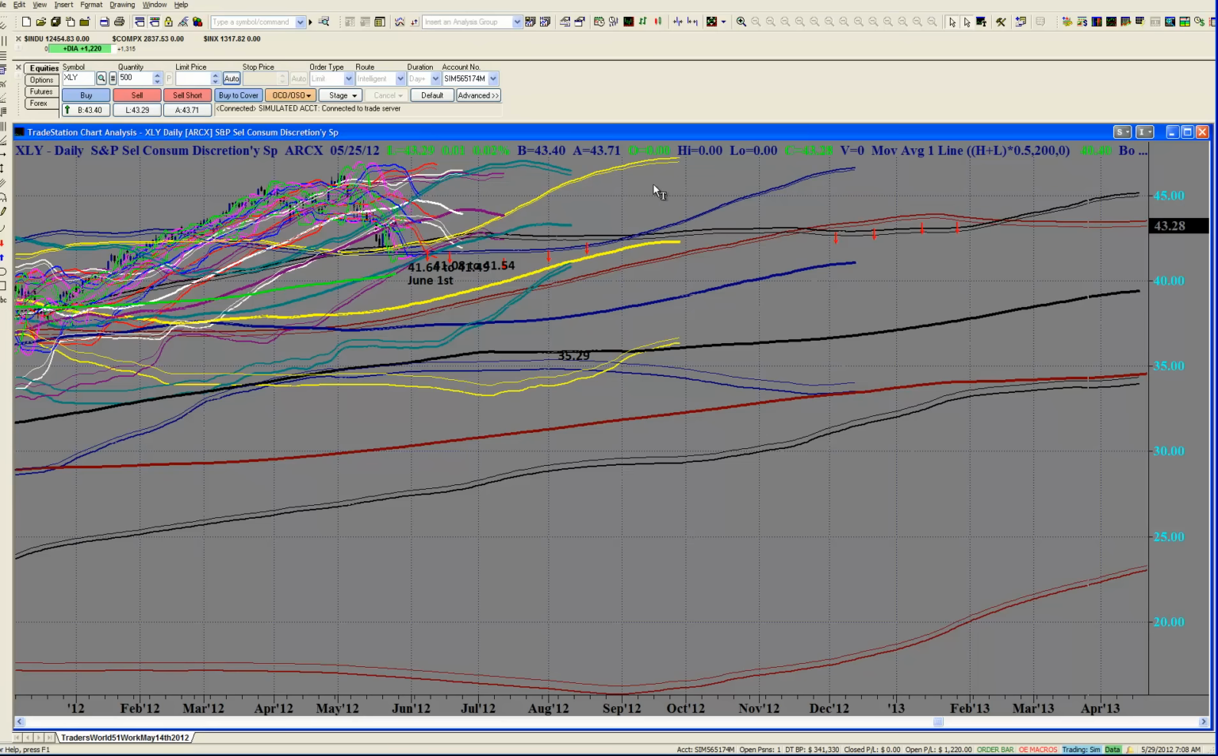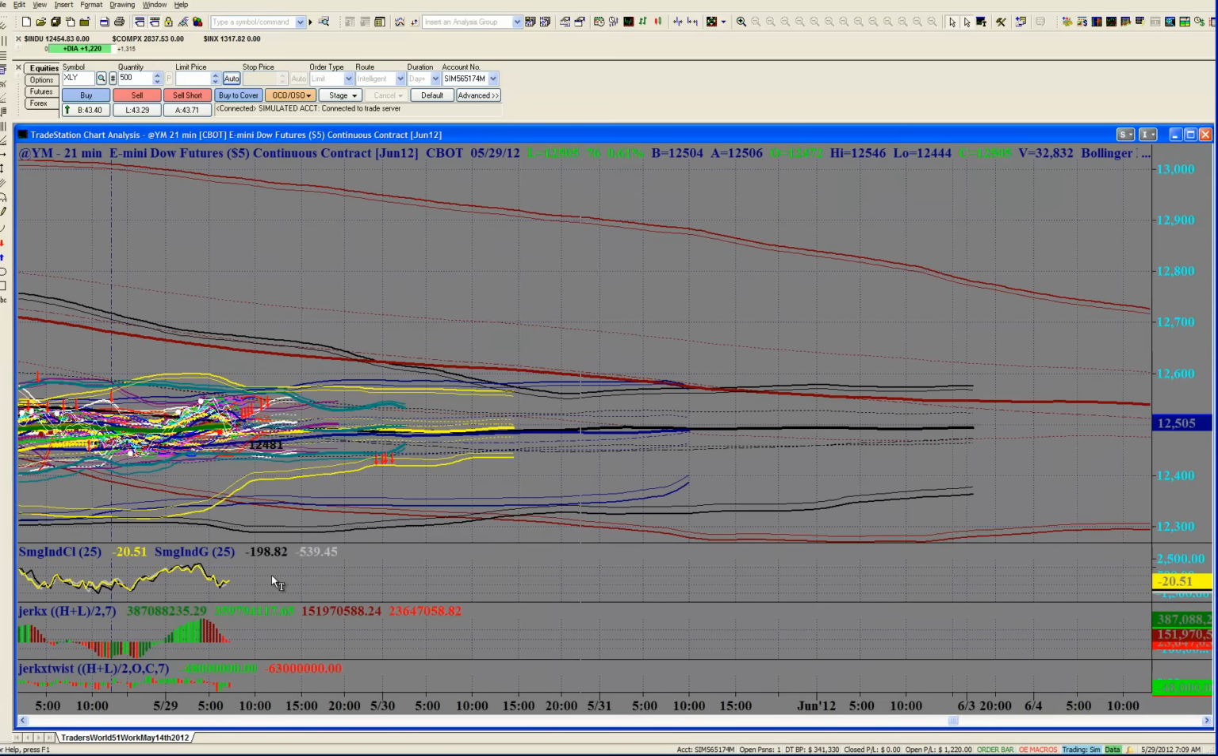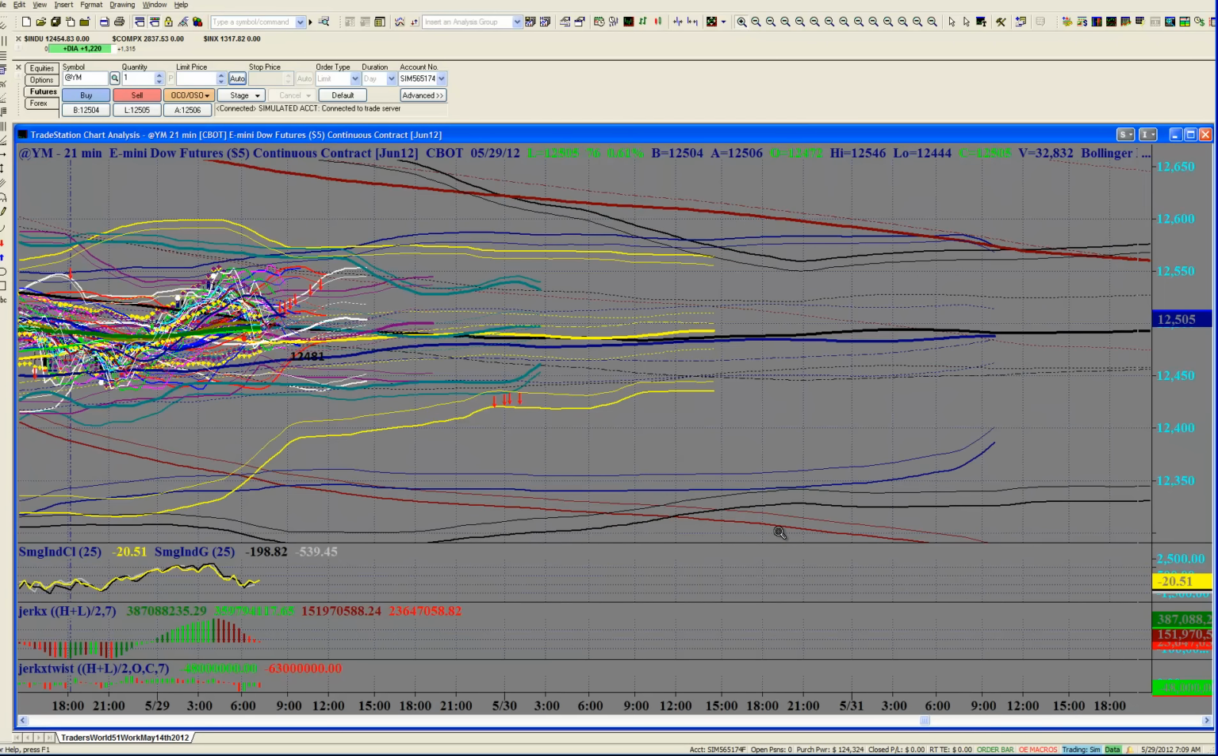It is one of the stronger indices. Its overhead resistance for the remainder of the year is at 47.22 plus or minus $2. The next area, obviously, that is exceptionally weak and is tied to the Dow index, and I'm just going to go here to the Dow on the 21-minute chart, the Dow futures June contract, and what you basically see over here is the market selling off from the high.